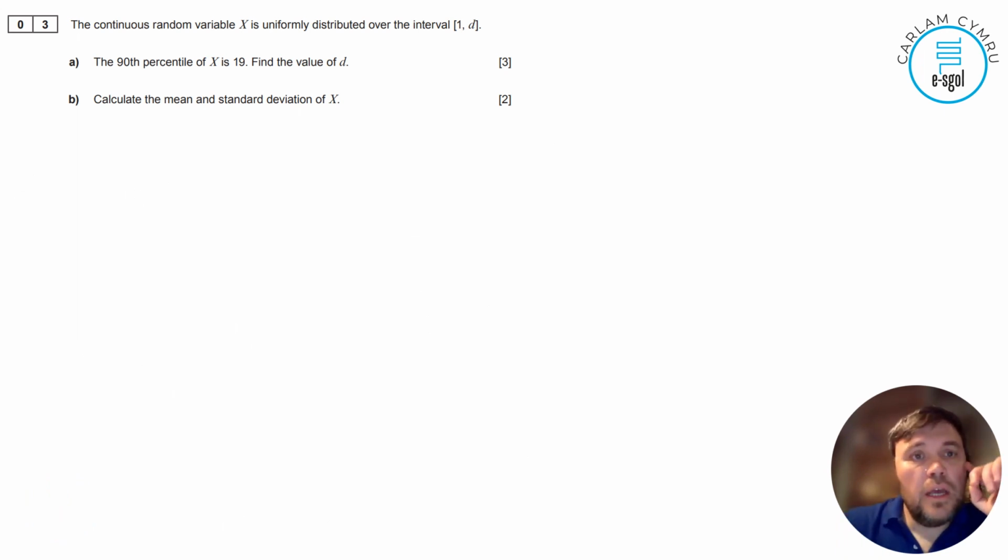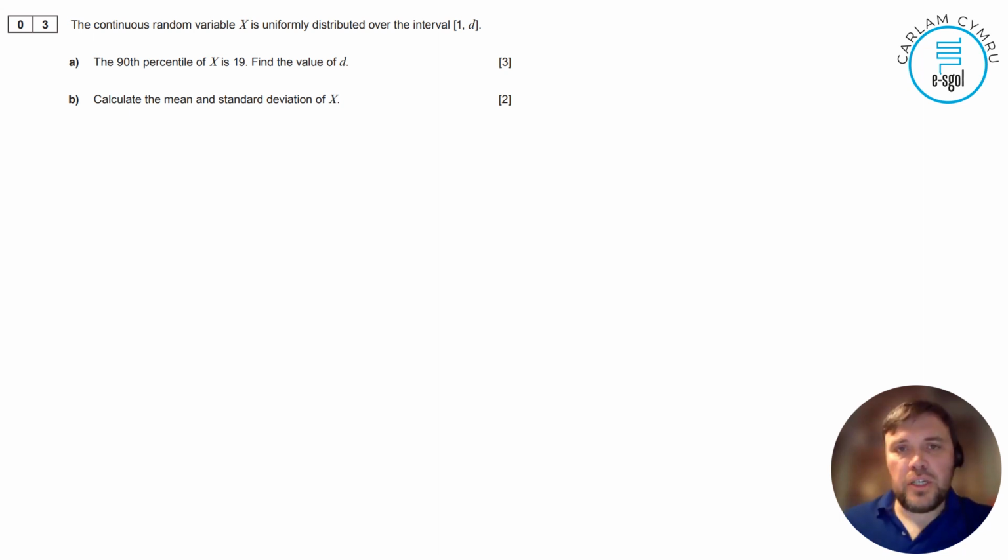Okay, I've got 3 questions that we can go through now, and they are number 1. So it's continuous. The continuous random variable x is uniformly distributed over the interval of 1 to d. So it starts at 1, it goes to d. D we don't know anything about. The 90th percentile of x is 19. Find the value of d.